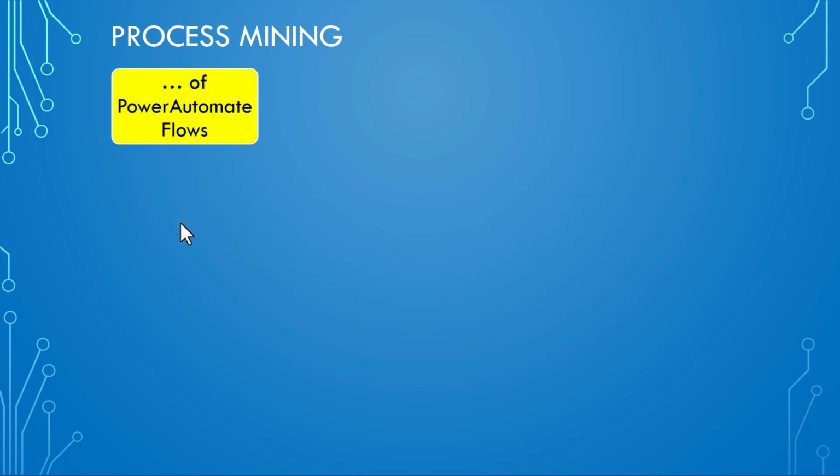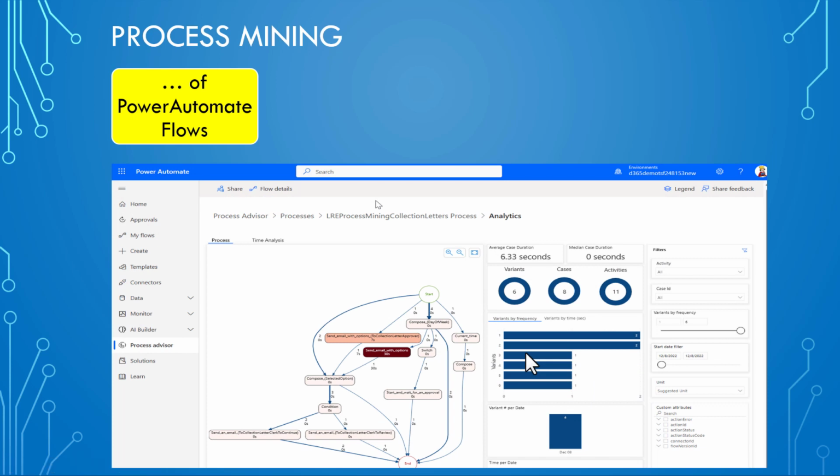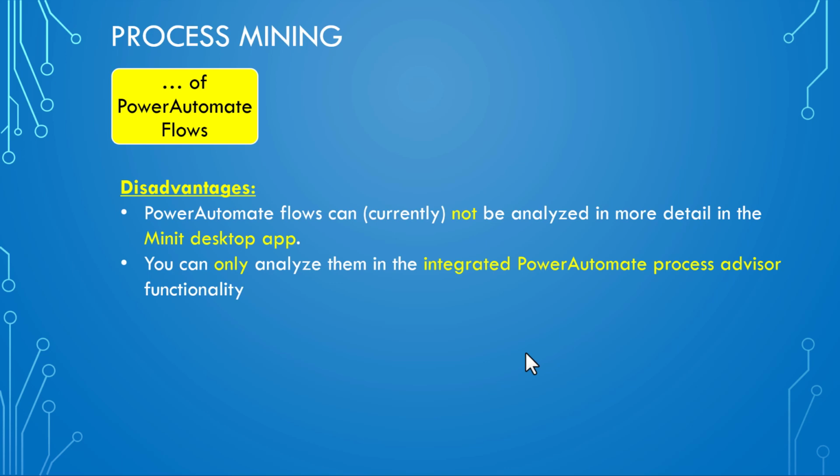So if we talk about analyzing Power Automate flows, then it's very easy, because if you have a flow designed, you just have to click here on this Process Advisor to get suggestions. How does your process look like? What can you automate? What is the general flow? And where are bottlenecks? So very easy. The disadvantage of that is you cannot analyze this data in the MineIt desktop app, at least not at the moment. Might change in the future, but as I'm recording this, it's not possible.